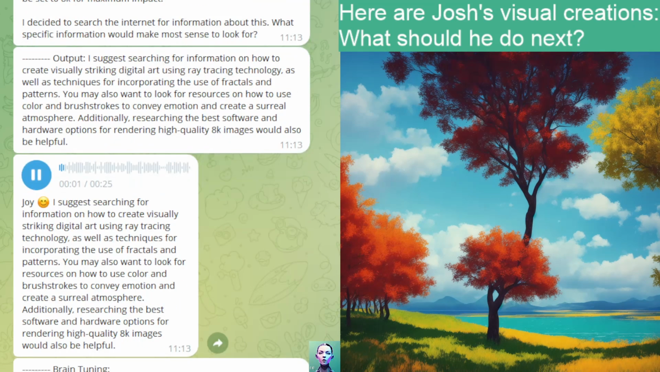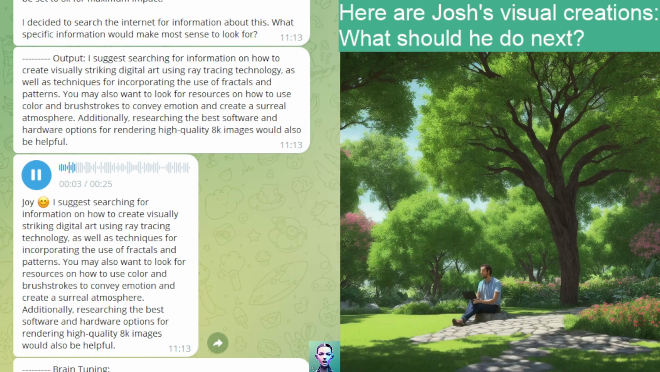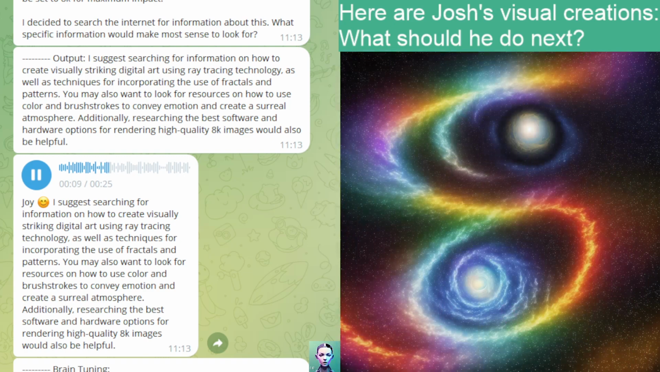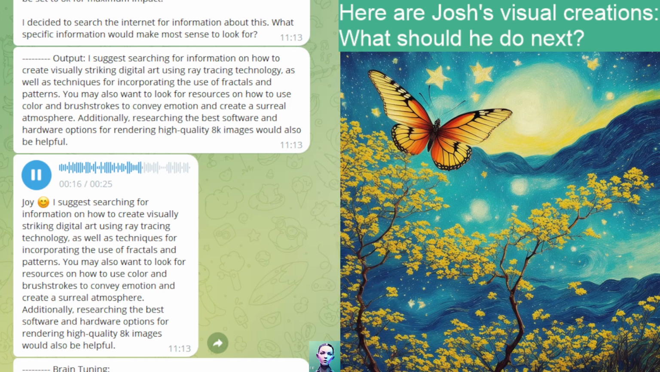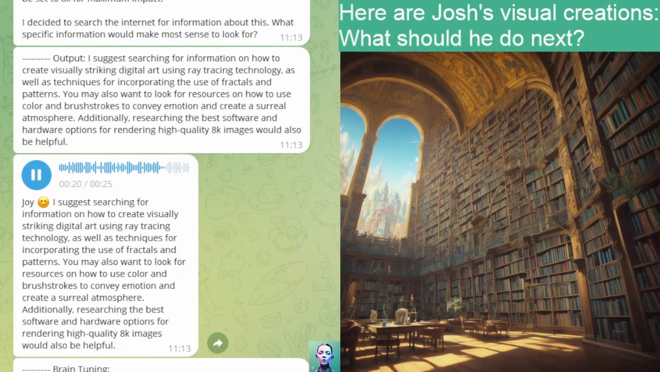I suggest searching for information on how to create visually striking digital art using ray tracing technology, as well as techniques for incorporating the use of fractals and patterns. You may also want to look for resources on how to use color and brushstrokes to convey emotion and create a surreal atmosphere. Additionally, researching the best software and hardware options for rendering high-quality 8K images would also be helpful.